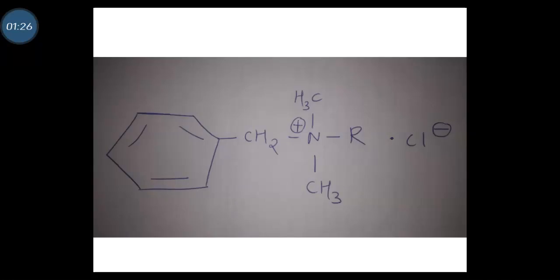Now, this is the structure of benzalkonium chloride. This is a quaternary ammonium compound. So this is a benzene ring, and this benzene ring has a quaternary ammonium compound attached at the para position, and a chlorine atom is here. So this is the structure of benzalkonium chloride.